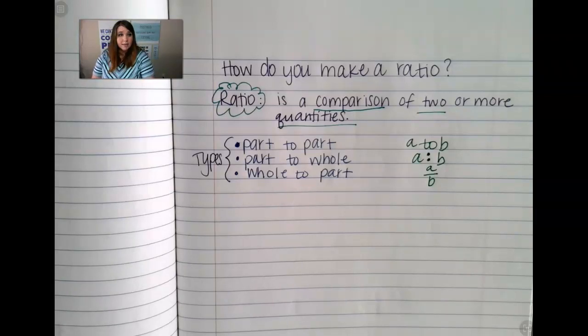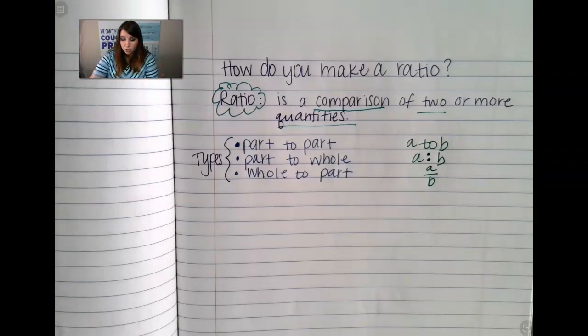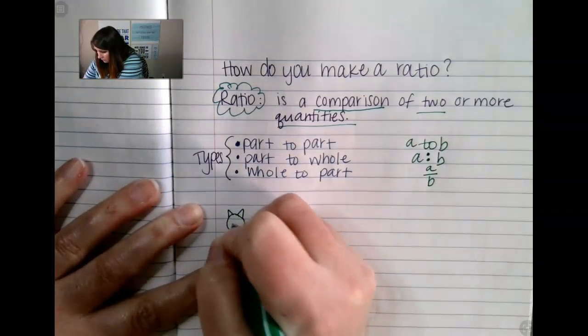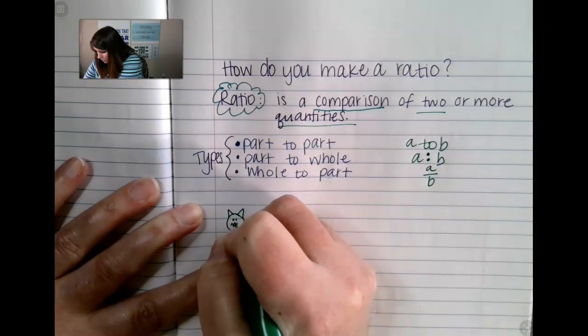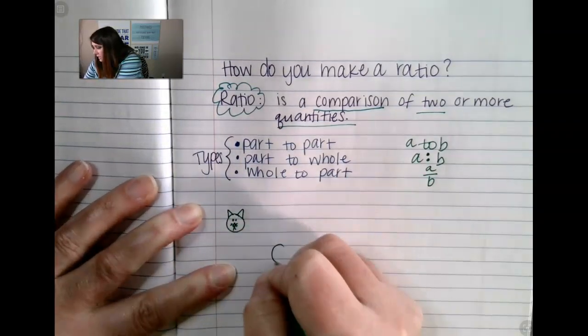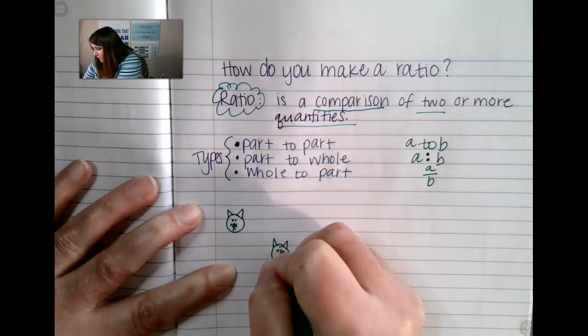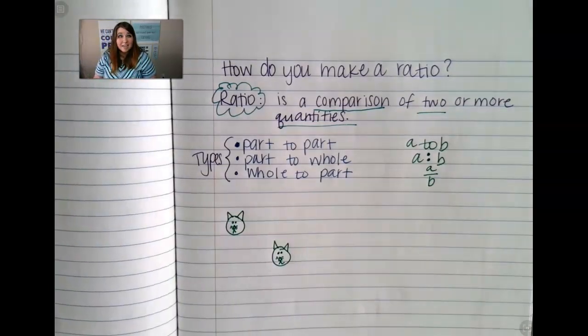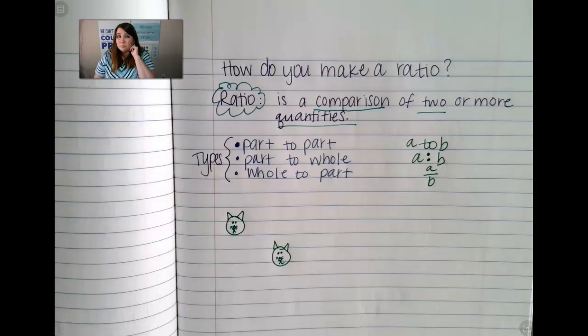So let's do an example of cats and dogs. Let's say that I have 2 cats. Let me draw you some cats over here. So there's a cat, and let's say I have another cat right here. Okay, so I have 2 cats. Now let's say that I also have 6 dogs. So I'm going to draw you 6 dogs.